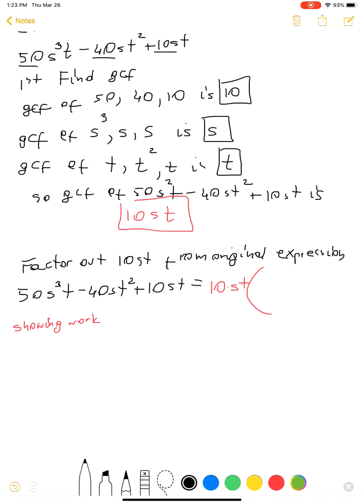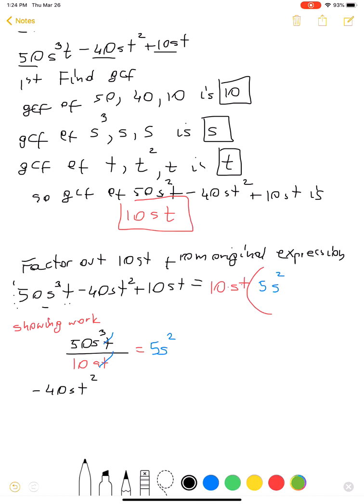Okay, so I'm taking the original 50s to the third power t, and I divide that by the GCF, which is 10 st, and that will give me 50 divided by 10, you're having 5. S to the third divided by s will give you s to a second power, and t will cancel. So we're getting 5s squared. Then I'm taking the original, which is negative 40 s t squared.